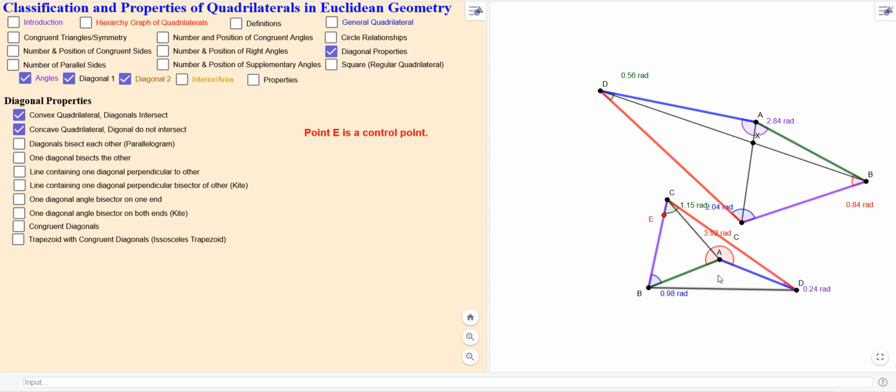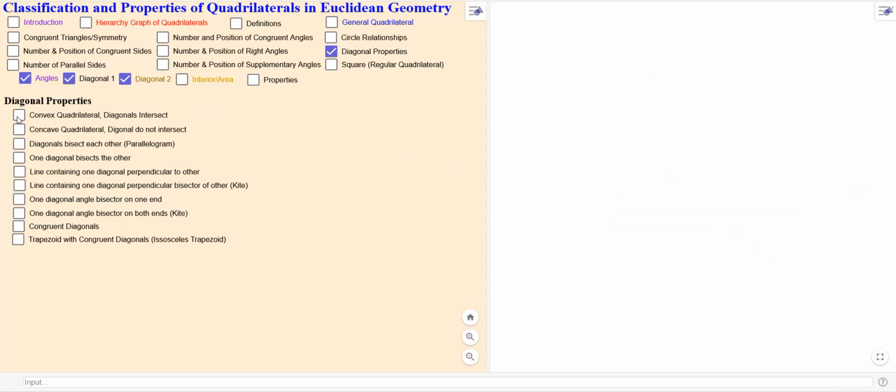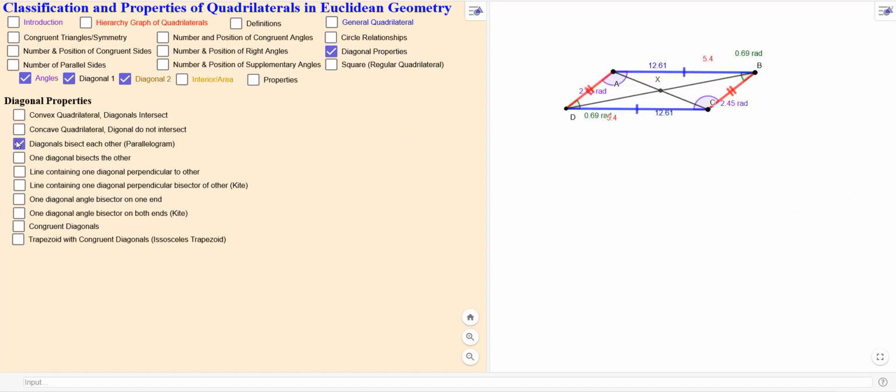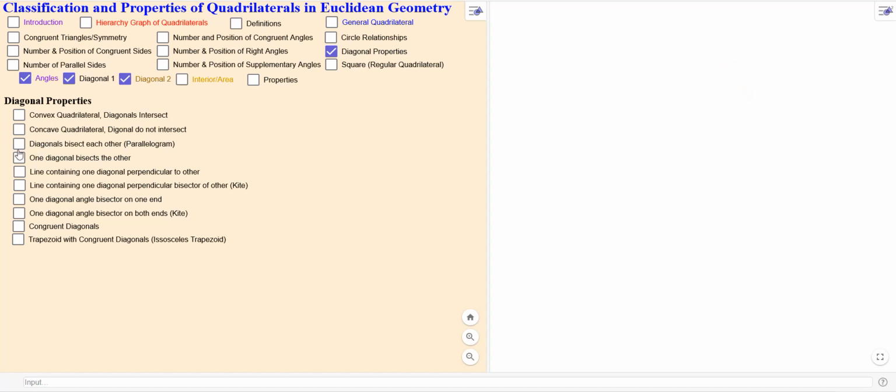See, these do not intersect. We have this caved in portion here, and we have a quadrilateral that is concave. Okay. If the diagonals bisect each other, then it turns out it has to be a parallelogram. So that's what we call a necessary and sufficient condition. That is an if and only if statement. A quadrilateral is a parallelogram if and only if the diagonals bisect each other.